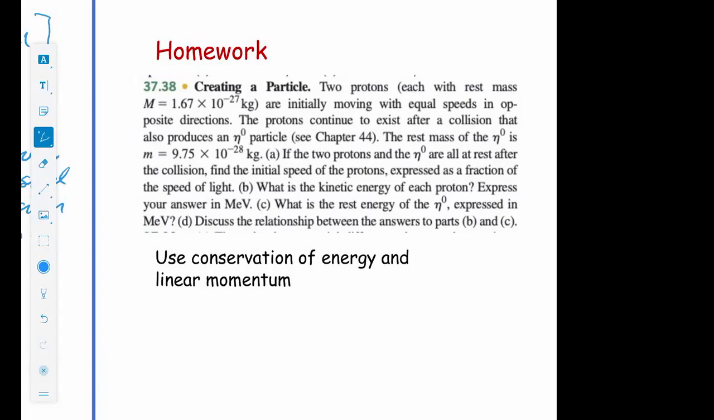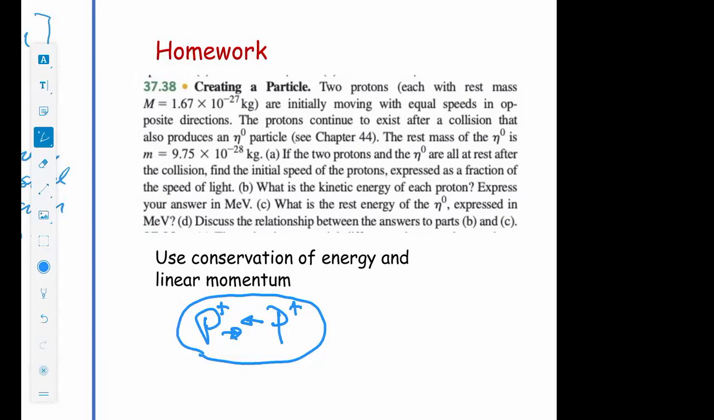So here I have an example of that: the creation of particles. We have two protons, each with a rest mass m0, the rest mass of the proton, initially moving with equal speed in opposite directions. So why are we doing this? This is a proton and an antiproton colliding, both with the same velocity against each other. What happens here? What do we have here? No, we have two protons, we don't have an antiproton. So two protons colliding with each other would be something like that.